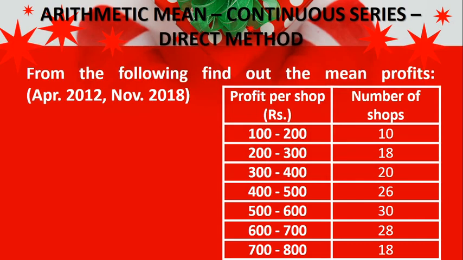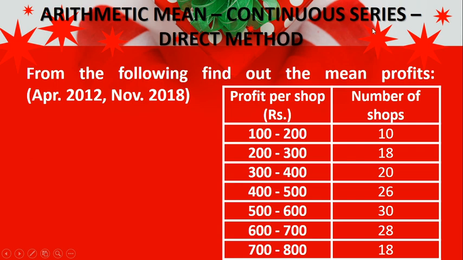So, now you should know what continuous series is. When you have class intervals and the frequency given, it is called a continuous series. As in this case, we have 100 to 200, 200 to 300, 300 to 400 and so on. And the number of shops, the number of any item, is the frequency. So, class intervals and frequency make a continuous series.